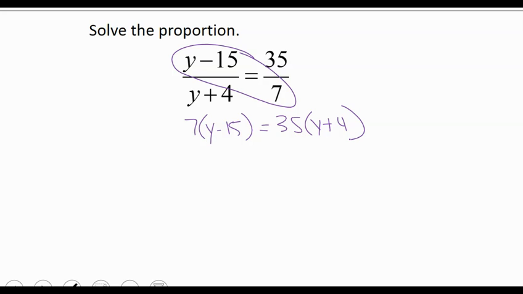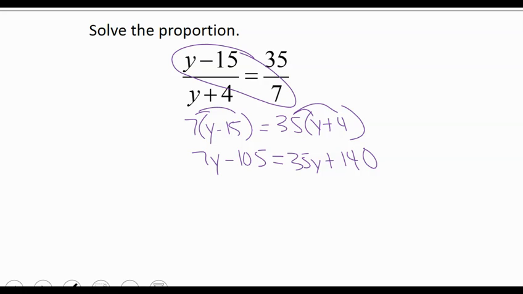Now, I'm going to distribute on both sides to get rid of the parentheses. So I get 7y minus 7 times 15 is 105. On the other side, 35 times y is 35y. 35 times 4 is 140. So now when I look at this, I can see that 7y minus 105 equals 35y plus 140.